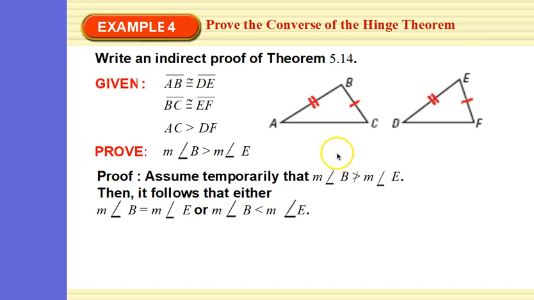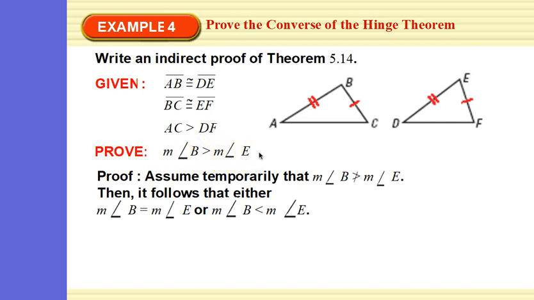All right, so write an indirect proof. So it says, given segment AB is congruent to segment DE, segment BC is congruent to segment EF, and the length of AC is greater than the length of DF. Okay. They are trying to prove that the measure of angle B is greater than the measure of angle E.